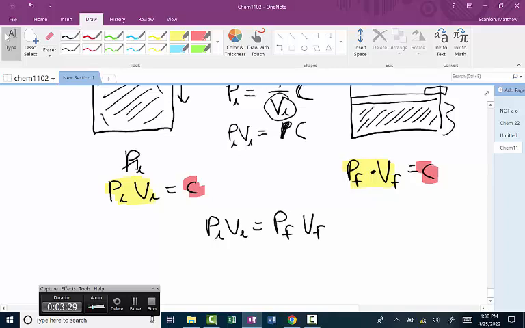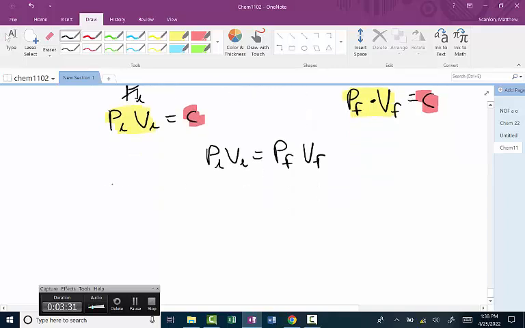We can set them equal, and we have P initial times V initial equals P final times V final. People really don't normally say that. They normally go P1 V1 equals P2 V2.